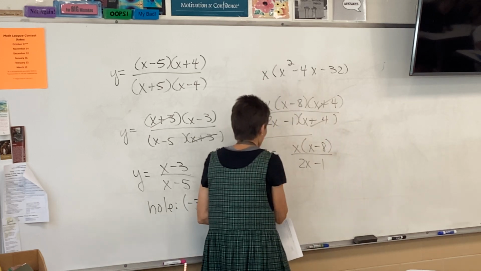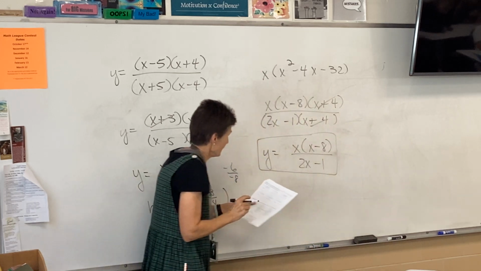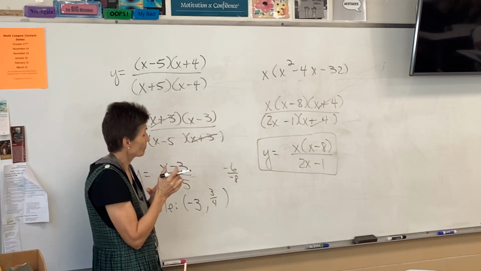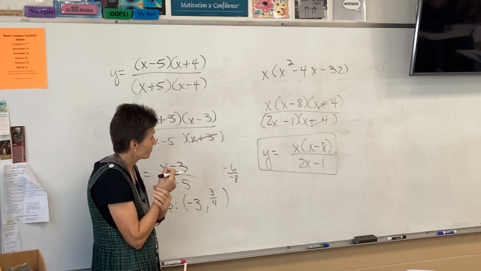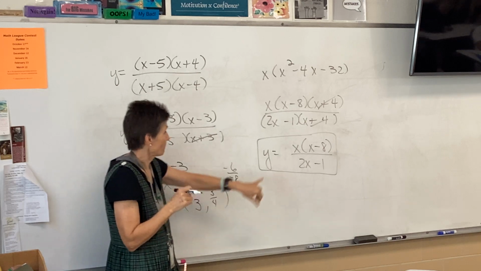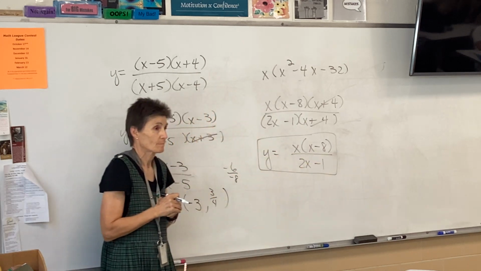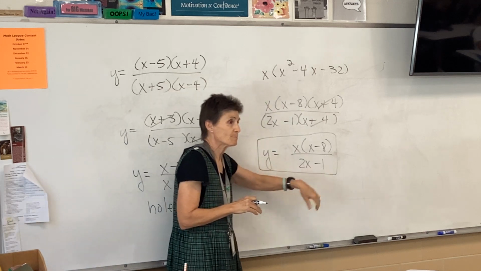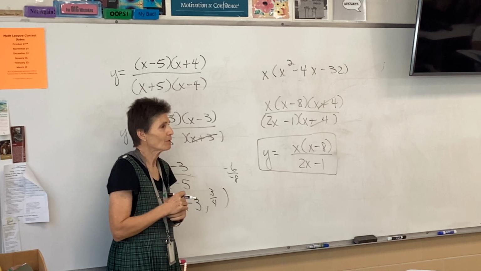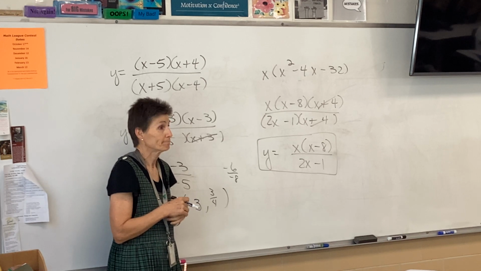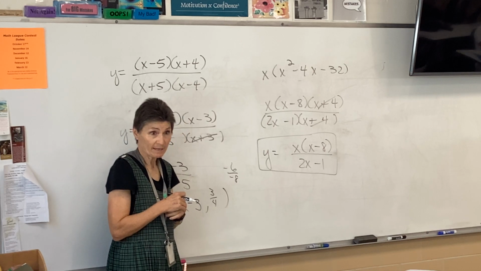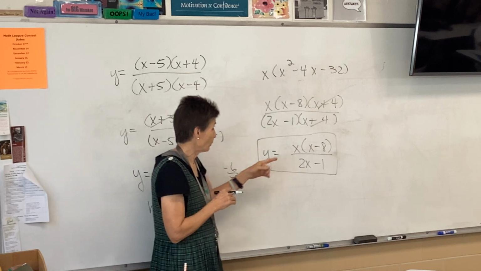Stop here and make sure I factored correctly. Anybody get that? Where are my zeros? 0 and 8. Where's my vertical asymptote? X equals 1/2. How about a horizontal asymptote? Don't have one, right? But we do have a slant, and its slope would be 1/2.